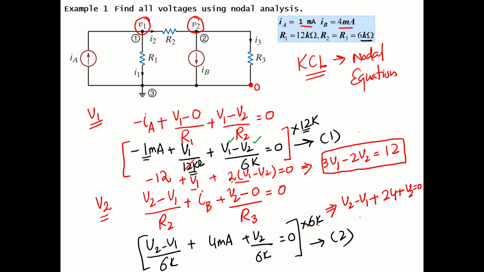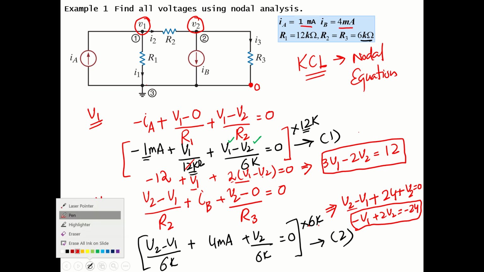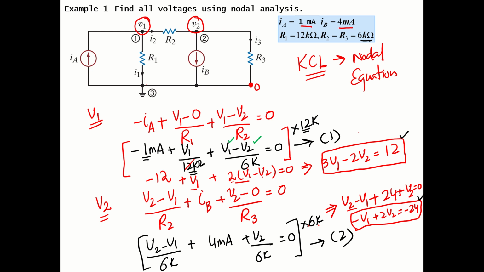So if we just simplify this one, rearrange it, okay, so it will be minus v1. So v2 and v2, we have 2 times v2 is equal to minus 24. Okay, so that will be my second nodal equation. So once we have obtained these forms of the equation, we can use them for our further analysis. The purpose of solving this equation is that it will help us to get the value of the voltages.